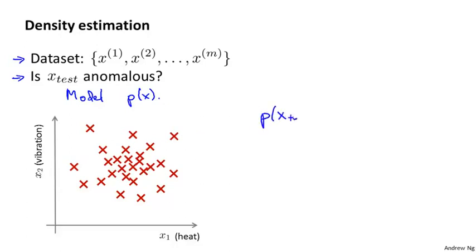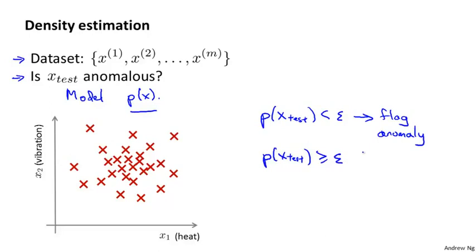And so, having built a model of the probability of X, we're then going to say that for the new aircraft engine, if P of X test is less than some epsilon, then we flag this as an anomaly. So we see a new engine that has very low probability under our model P of X that we estimate from the data. Then we flag it as an anomaly. Whereas if P of X test is greater than or equal to some small threshold, then we say that okay, it looks okay.